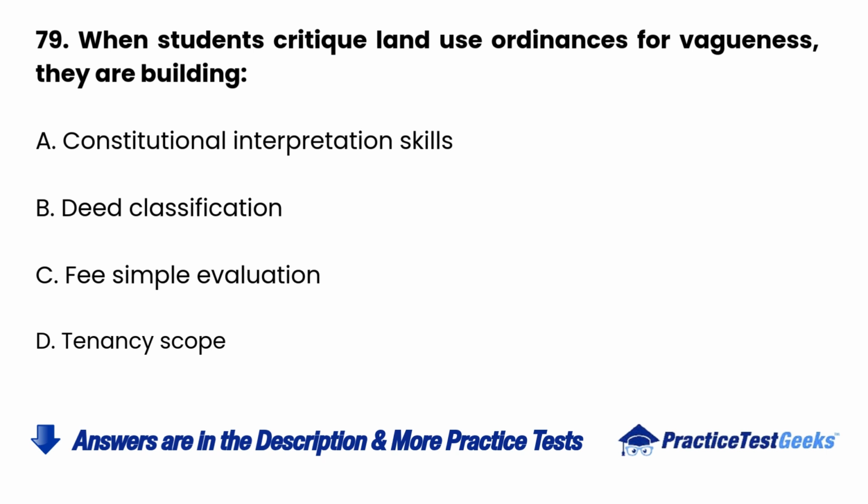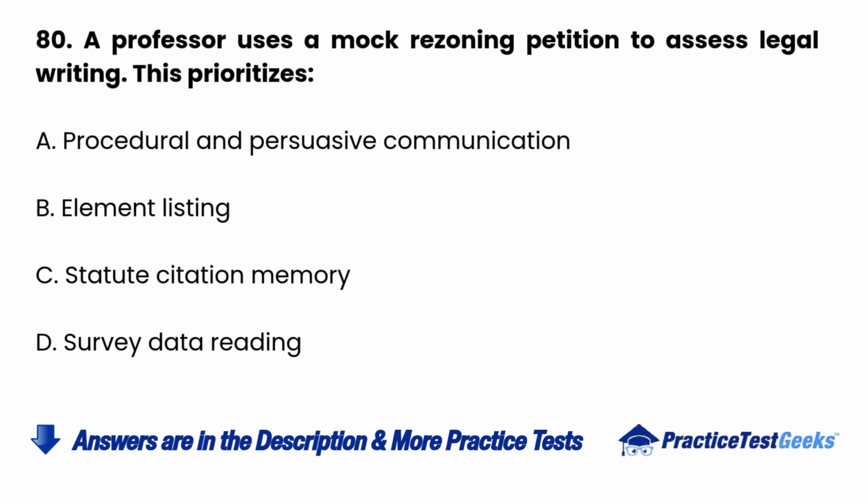79. When students critique land use ordinances for vagueness, they are building A. Constitutional interpretation skills. B. Deed classification. C. Fee simple evaluation. D. Tenancy scope.